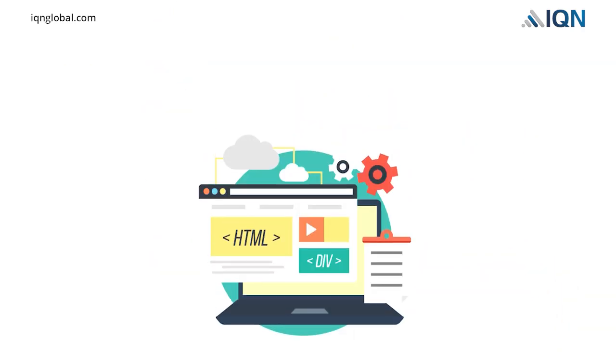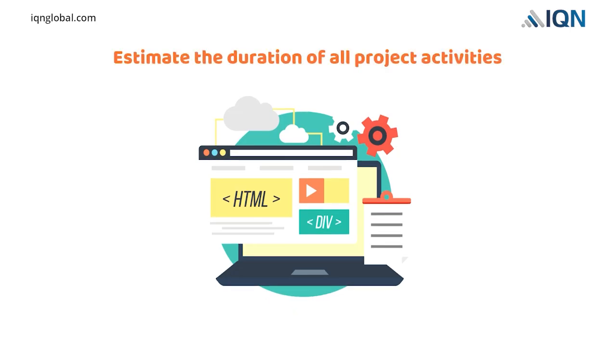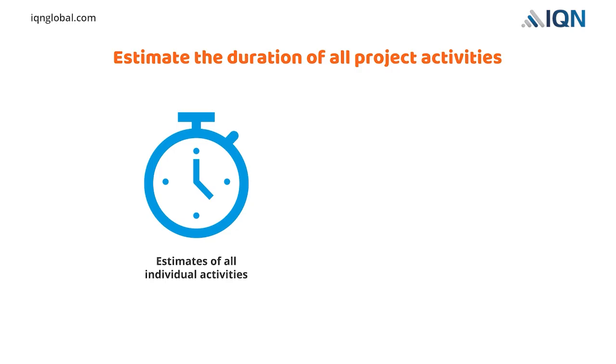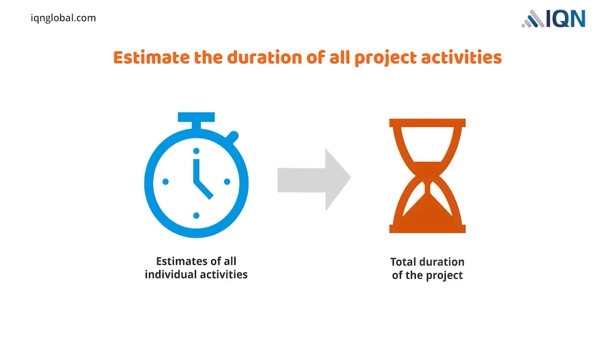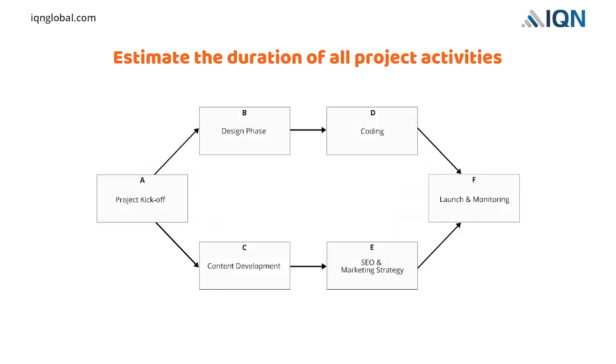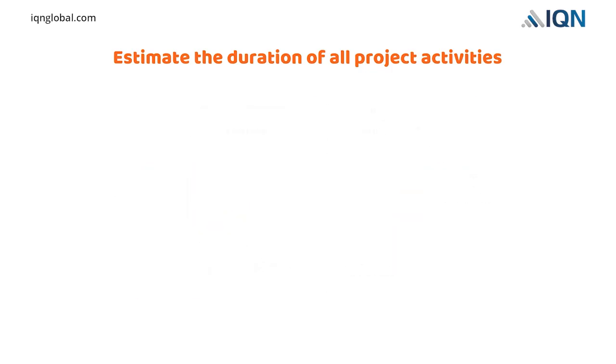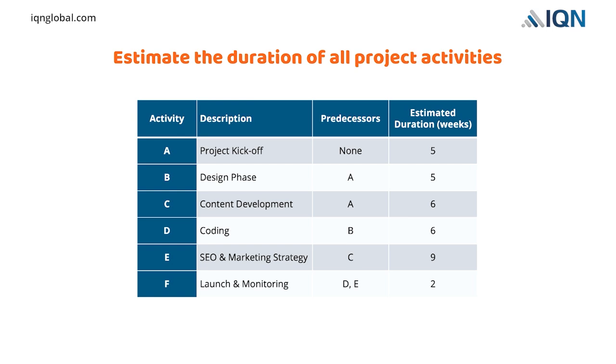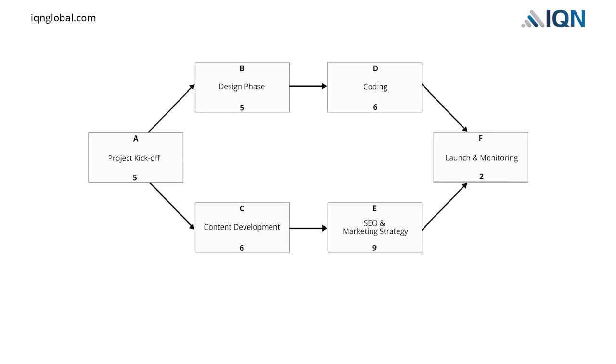We will continue with our website development example and estimate the duration of all project activities. Once we have the estimates of all individual activities, we will be able to calculate the total duration of any project. In our example, we have a total of 6 activities. Estimated durations of these activities are presented in the table. We update the network diagram with durations labeled for each of the 6 project activities.